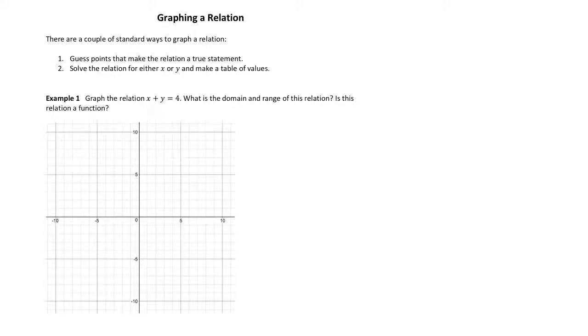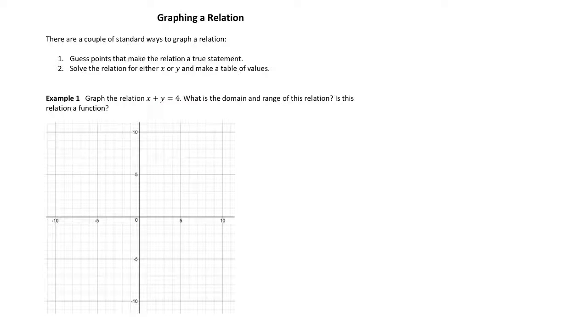Now that we've defined a relation and a function, what I like to do is determine how to graph one of these things given an equation. So here we have the relation x plus y is equal to 4. Now there's a couple of ways we could go about this. We could just try to think of numbers that make this true, which I don't think would be very difficult. Another approach would be to solve this equation for either x or y and use this to figure out points that lie in the graph. I'm going to take the second approach here for this problem.